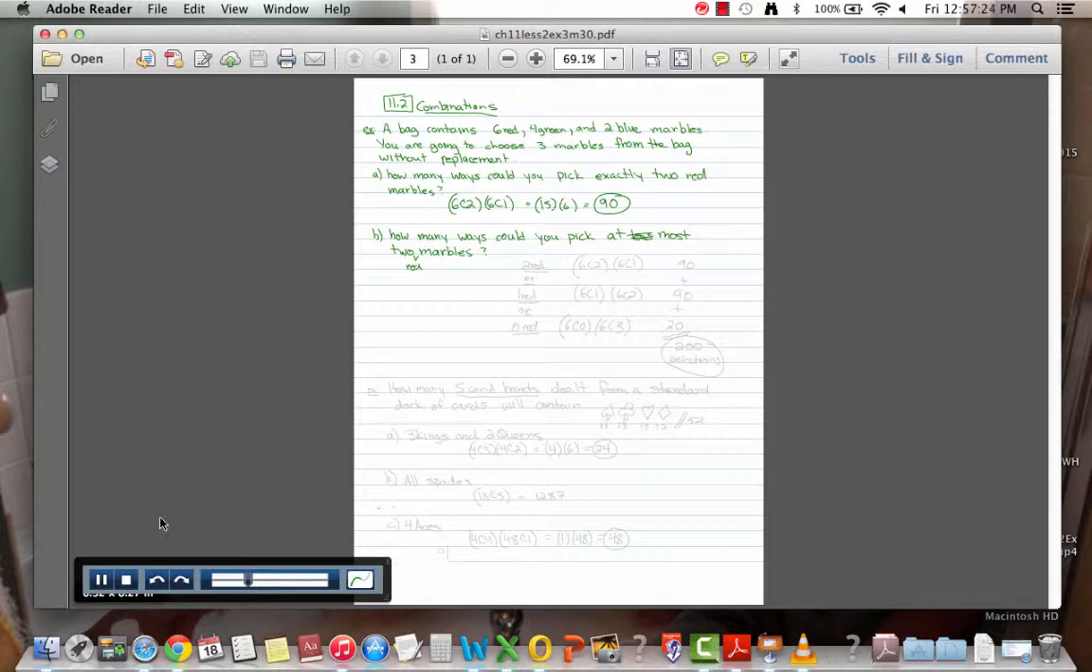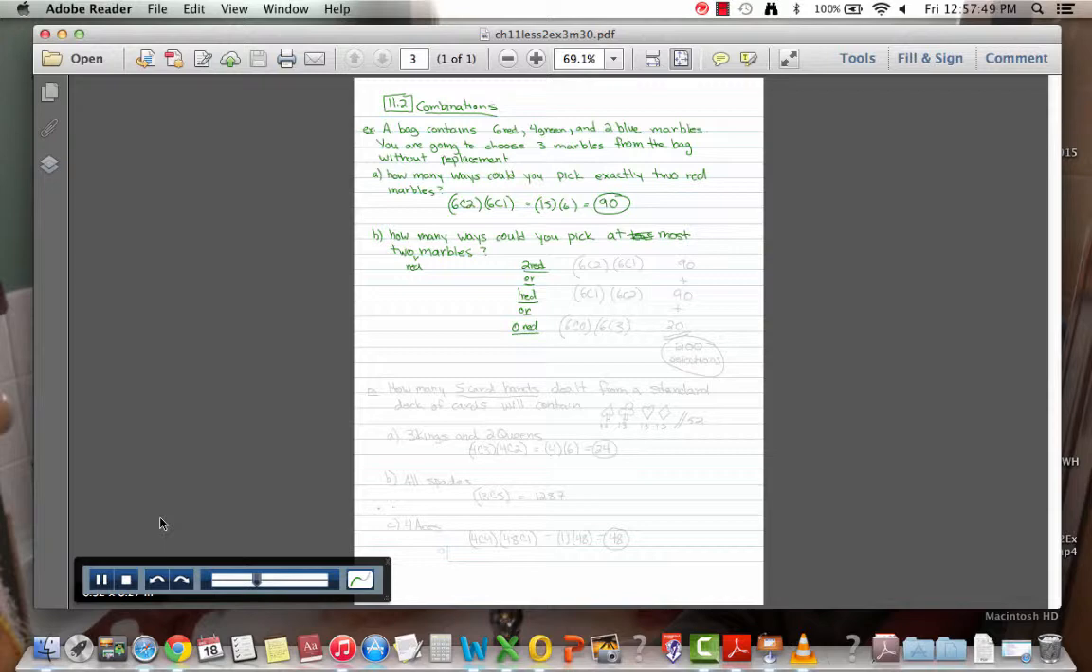Now when they say, in part B, how many ways could you pick at most 2 red marbles, that means you could have 2 red ones, or you could have 1 red one, or you could have 0 red ones. Don't forget about 0. For some reason, people often do this question that way, and do the 2 and the 1 and forget that you could have 0 red marbles. You could pick all green and blue ones if you just reached into a bag.